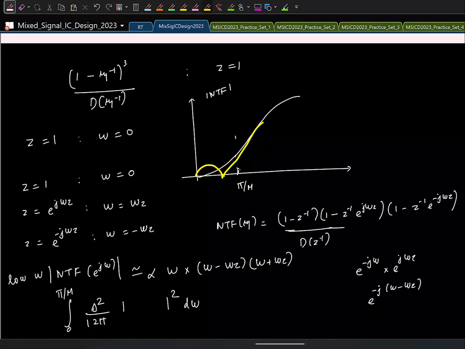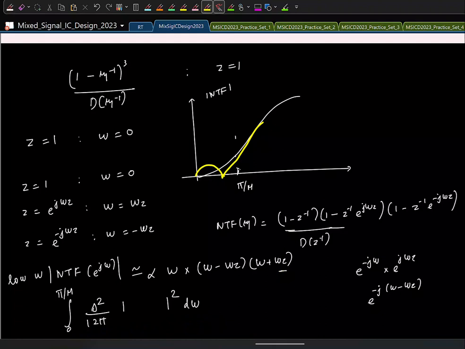and you can actually find where this integral reaches a minimal value, and you can find what is the optimal value of this omega z. This is the in-band noise power, you want this to be a minimum. You find what value of omega z gives minimum of this function, and that way you can find omega z. But that you can work out. I'll give it as an exercise.